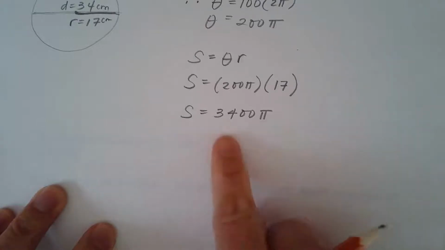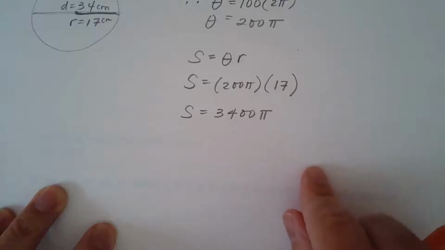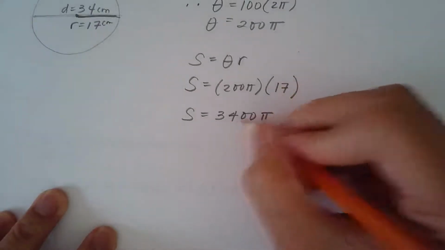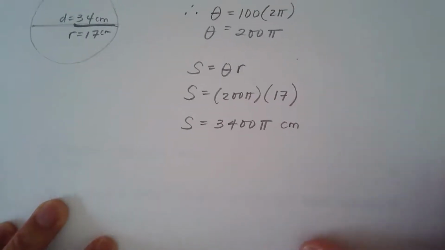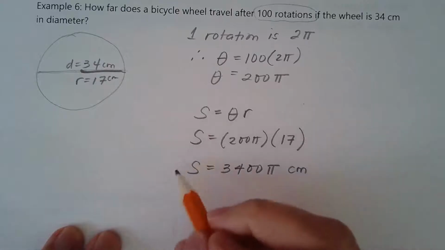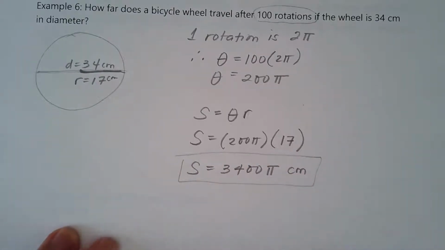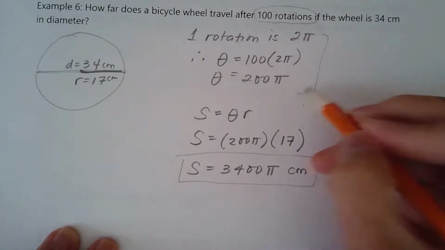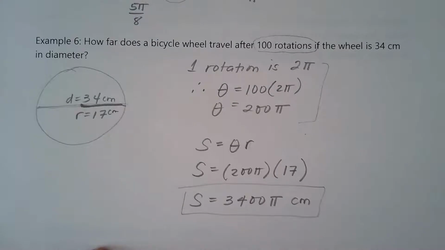Okay, now we're not quite done because we're talking about the distance traveled. So the distance is 3,400 pi centimeters. Okay, that one's pretty easy, pretty good. It's just that one little piece in here that we had to do to find the angle. Okay, let's go to the last bit.